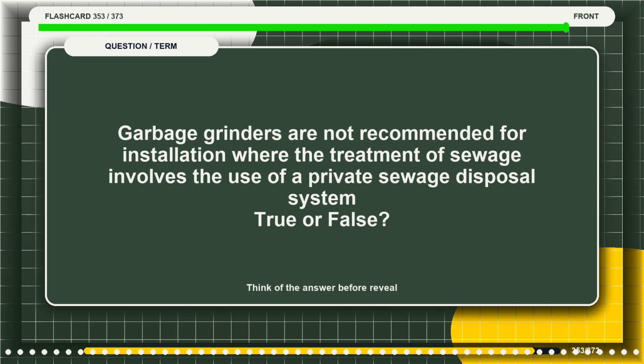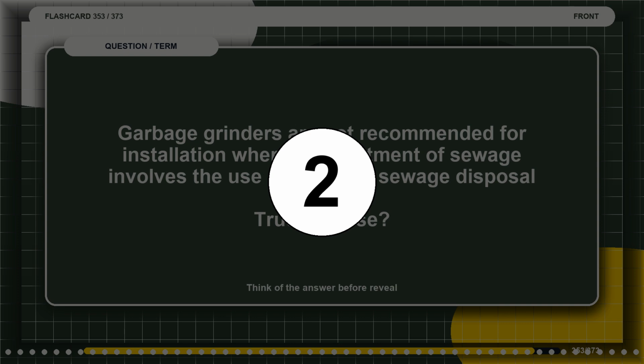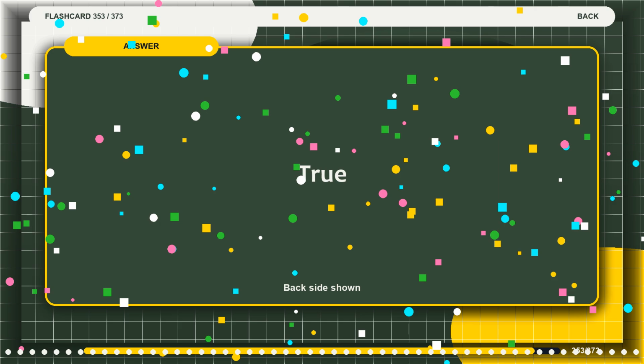Flashcard 353. Garbage grinders are not recommended for installation where the treatment of sewage involves the use of a private sewage disposal system. True or false? Think of the answer before the reveal. The answer is true.